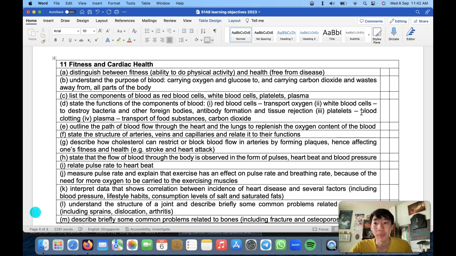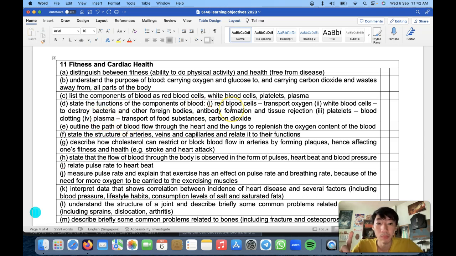Now lastly, we have plasma. Plasma is just this yellowish liquid that's in our blood. Actually most of our blood is plasma, 70% of it is plasma. So this is the liquid component of your blood. Okay, it's a yellow liquid.